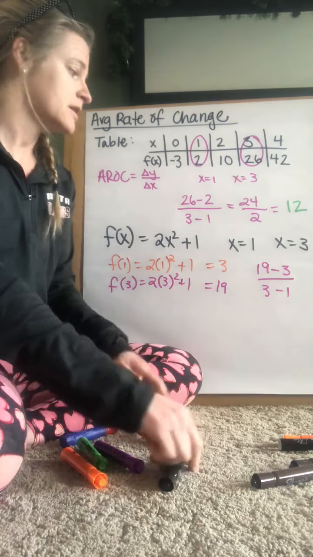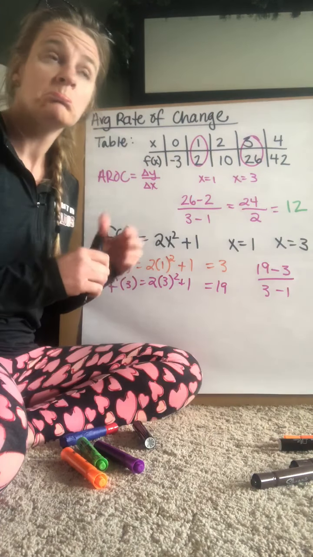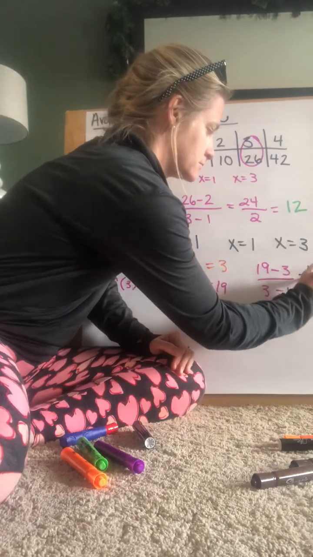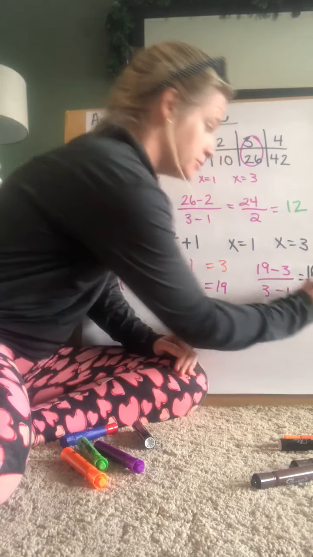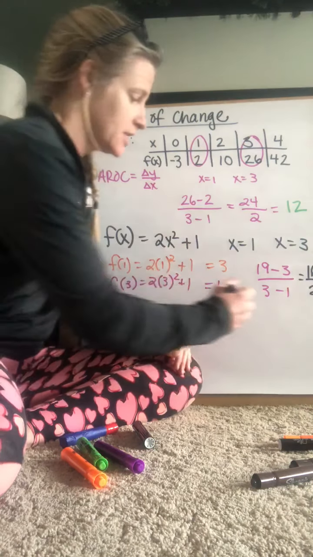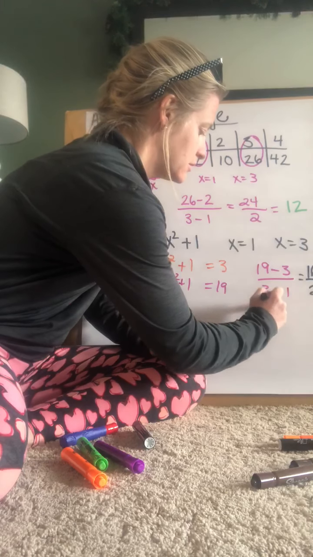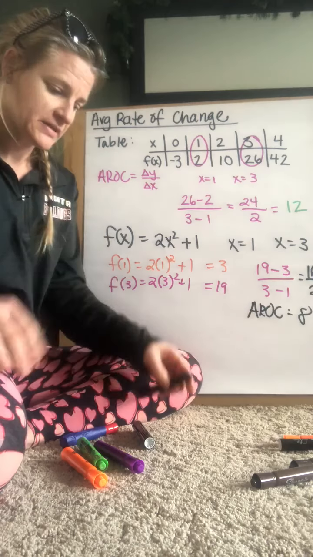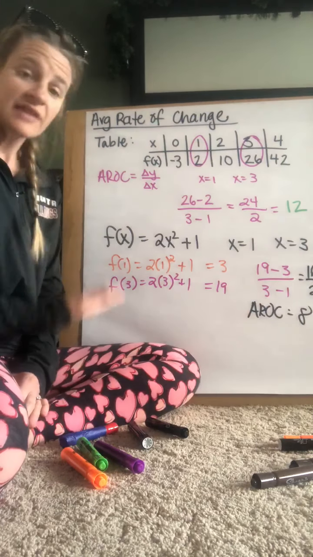19 minus 3 is 16, divided by 2. 16 divided by 2 is 8. So the average rate of change here is 8. And they both happen to be positive. So that's rate of change.